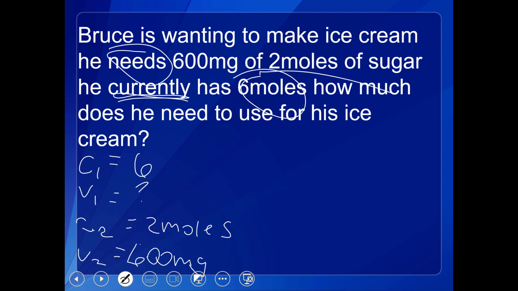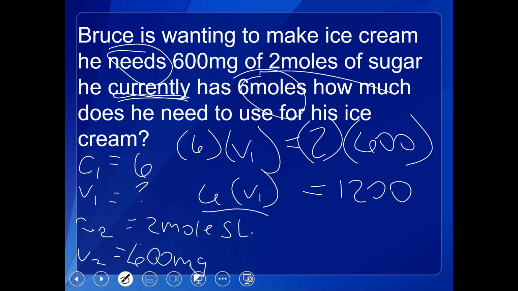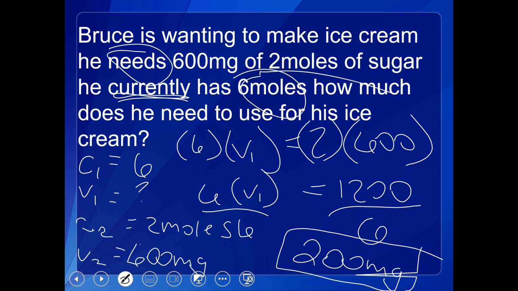So let's write this equation out. 6 times V1 equals 2 moles times 600. So 600 times 2 is 12,000 equals 6 V1. You're going to divide by 6. You get 200 milligrams. It's going to be your answer. Box it and move on.